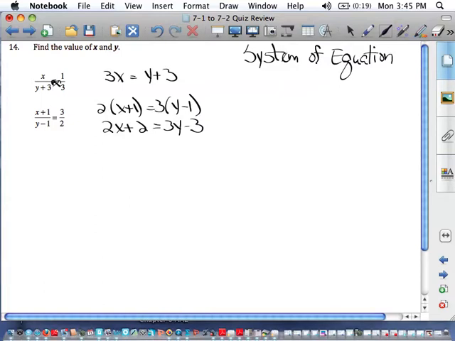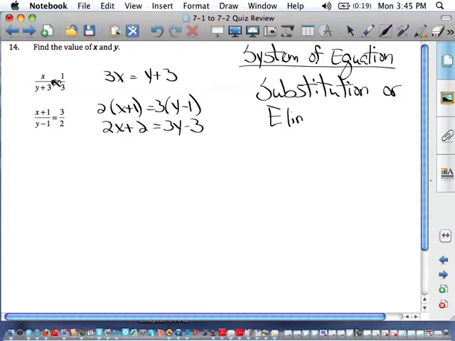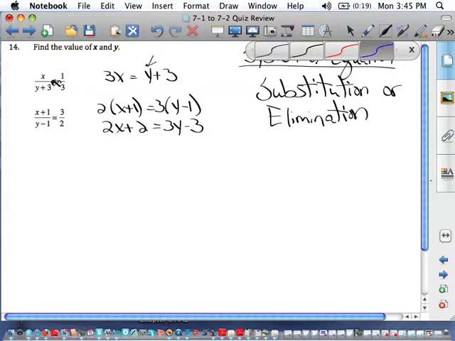This is a system of equations, and you have two methods to solve that. You're going to use either substitution or elimination. In this case, because I have a leading coefficient on this y, substitution will work really well. So I'll just subtract the 3 from both sides and I will have 3x minus 3 equals y.